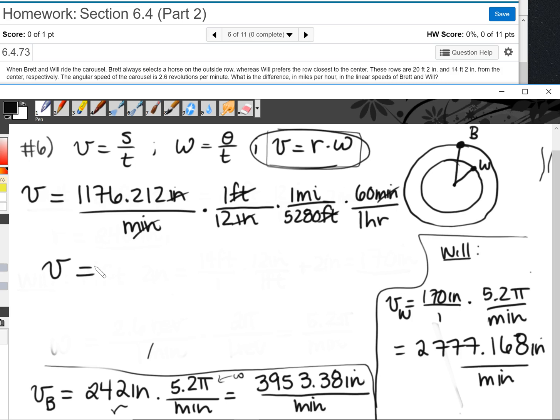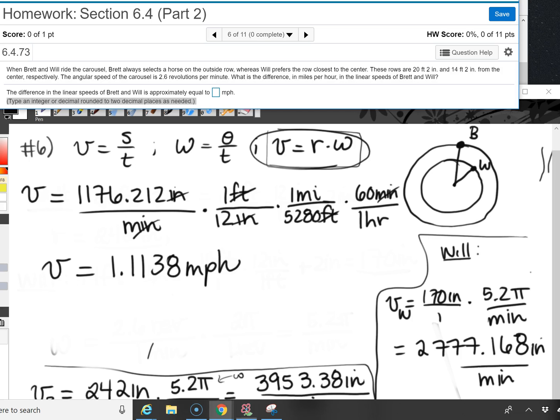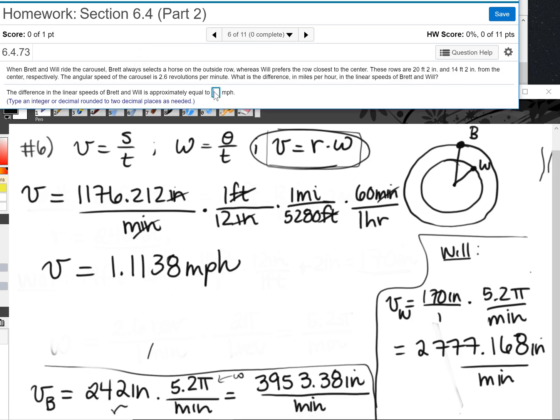1,176.212 divided by 12, divided by 5,280, and then times 60. So I get 1.1138 miles per hour. And some of my rounding might be off there. I'm intrigued, so let me try it here. If they don't like that, if I'm pretty close, you can email me and I'll give it to you.